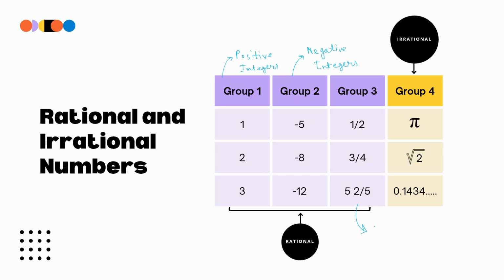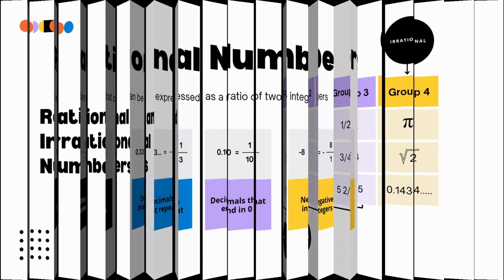And this is for fractions or decimal numbers. So we can see that rational numbers consist of positive integers, negative integers, and fractional and decimal numbers, whereas irrational numbers don't have any such groups. Whatever is not rational is an irrational number. Okay, move on to the next slide.